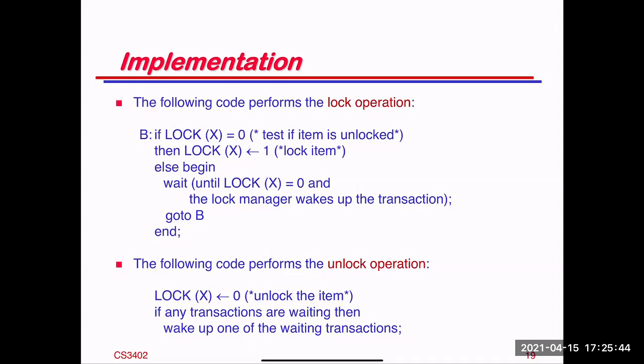So it's very simple. And similarly for unlocking, this is even simpler, right? Because I just need to set that Boolean to 0, unlocking the item. And what else needs to happen? Well, if any transactions are waiting, then we're going to wake up one of them, or rather the lock manager is going to wake one of the waiting transactions.